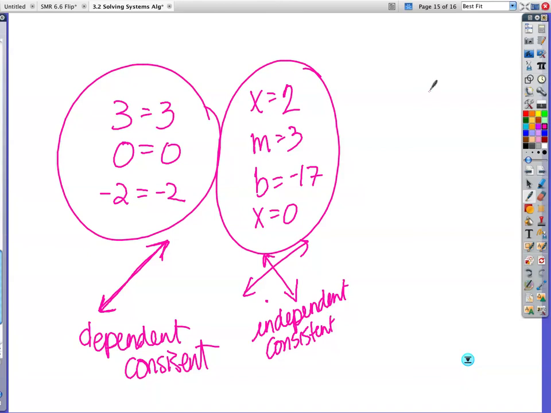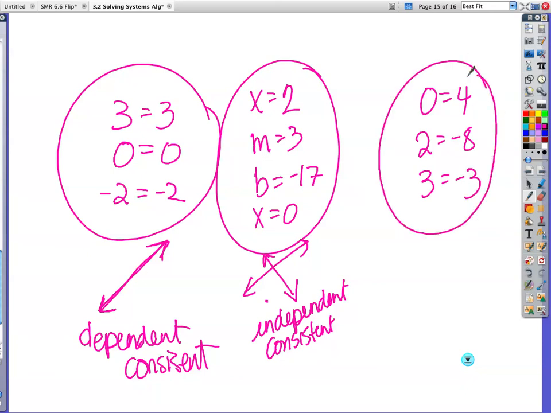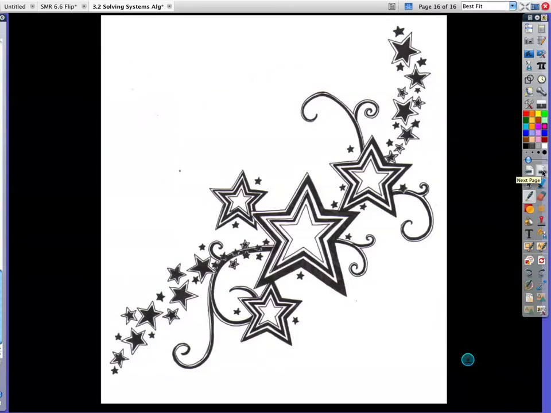And the last thing we just talked about is if you have 0 equals 4, or 2 equals -8, or 3 equals -3, that's when your lines are parallel. And then you say you have an inconsistent system. I feel better now that you've got that in your notes to look back on. The hard thing is going to be remembering what terms go with that. Maybe I'll come up with something for this. I don't know if that needs to be memorized, but we should at least have a sense. All right? And that is the end of the lesson.